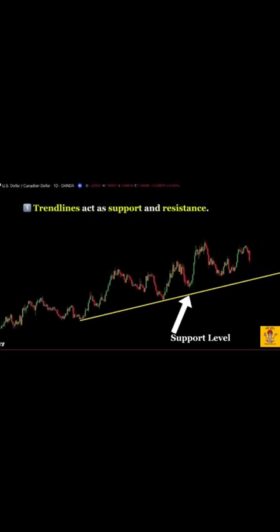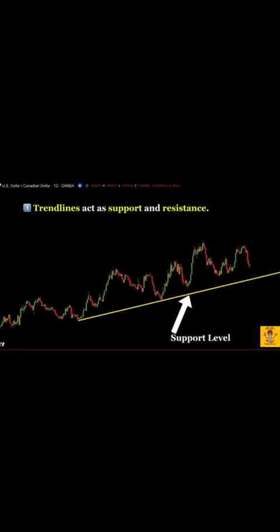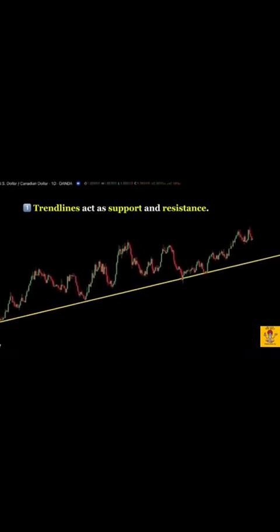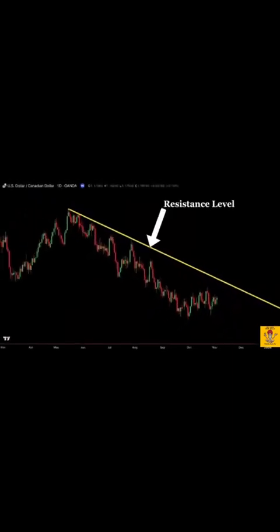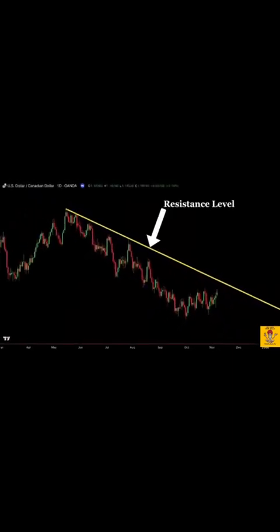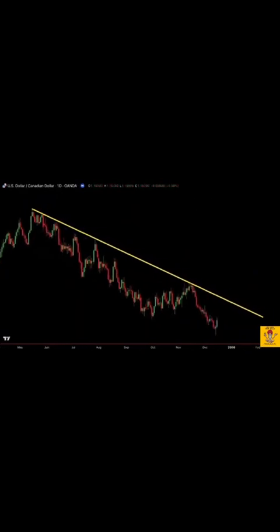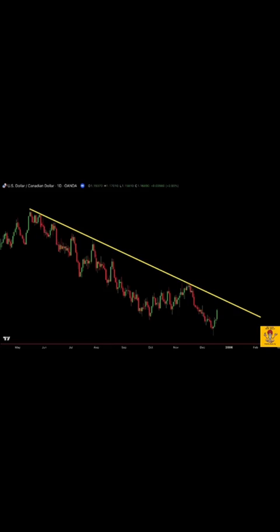First, trend lines act as support and resistance. In an uptrend, the trend line acts as support. When price touches it, it often bounces back up. In a downtrend, the trend line acts as resistance. When price touches it, it often rejects downward. But never enter a trade just because price touches a trend line. Always wait for confirmation, which I'll explain later in this video.